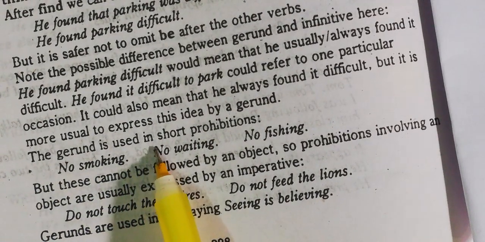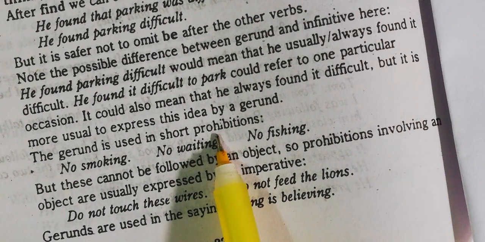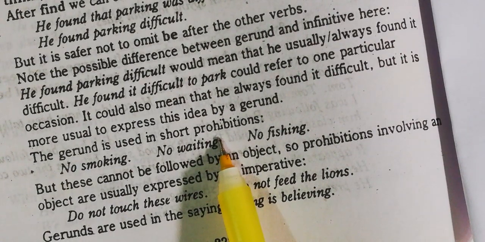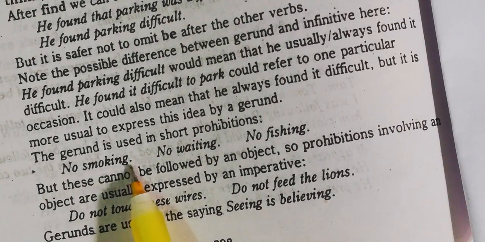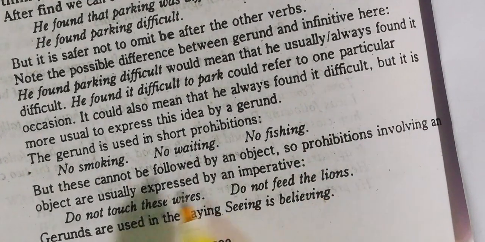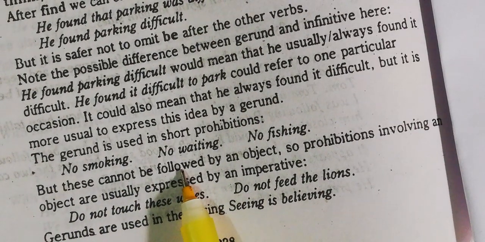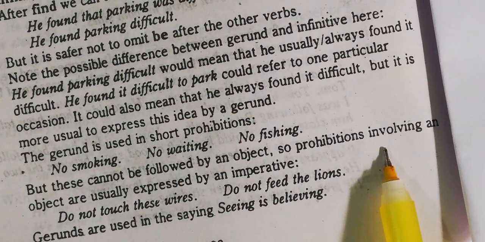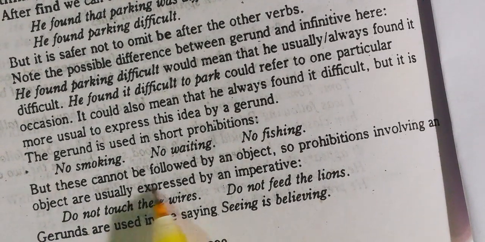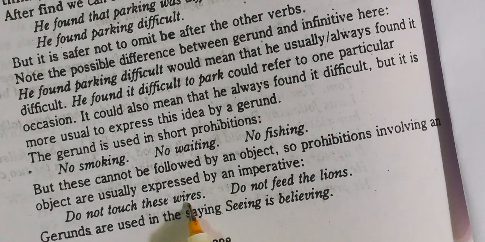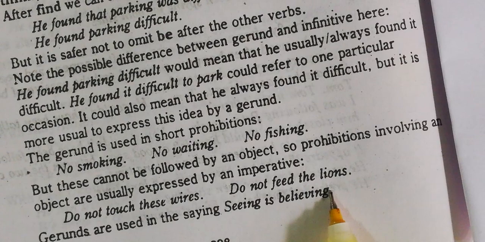The gerund is used in short prohibitions. Notice some examples. No smoking, no waiting, no fishing. But this cannot be followed by an object. So, prohibitions involving an object are usually expressed by an imperative. For example, do not touch these wires. Do not feed the lions.